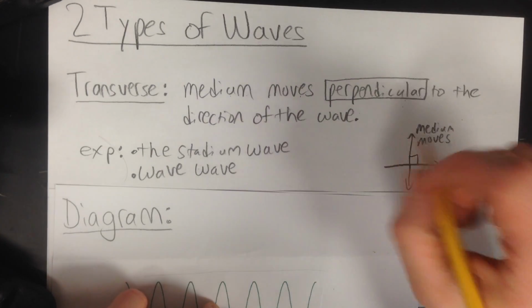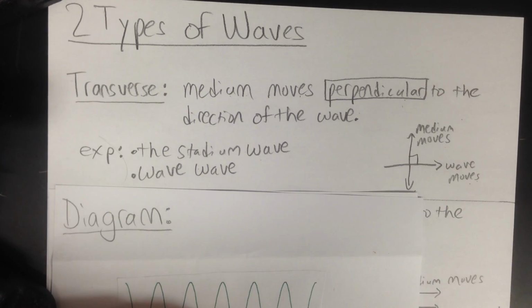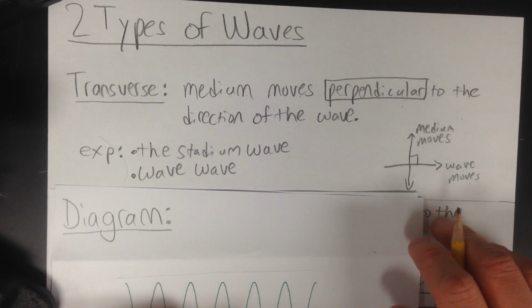Some good examples of this are a stadium wave. If you've ever been in a sports stadium when they do the wave, the wave moves left to right, while the people, who are like the medium the wave goes through, move up and down. It actually looks like a water wave. If you take the stadium wave and say the people are the water molecules, that's exactly what happens in a water wave: the water molecules stand up and sit down while the wave goes through them.